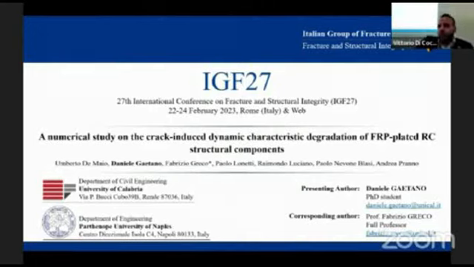Today I'm going to show you our numerical results about the crack-induced degradation of vibration characteristics in FRP-plated reinforced concrete elements. This work has been carried out with the contribution of Professors Greco, Lonetti, Luciano, and Nevone Blasi, and Doctors Pranno and Maio.